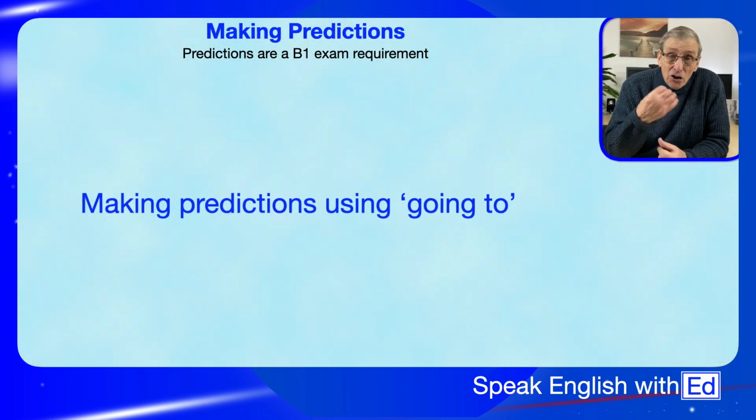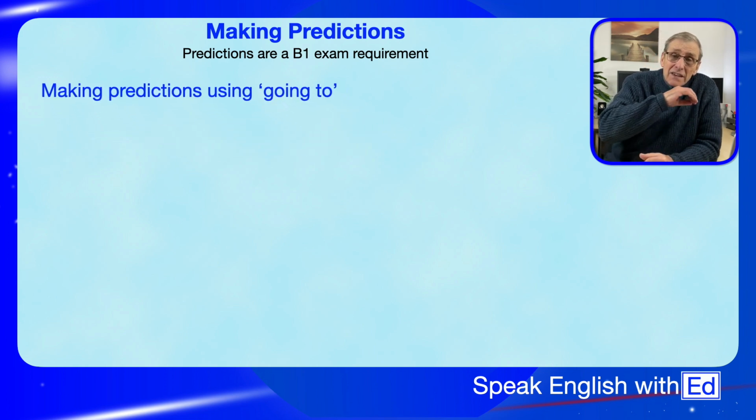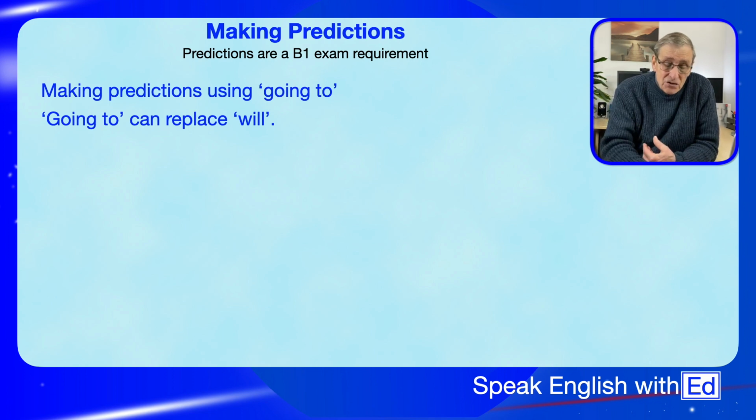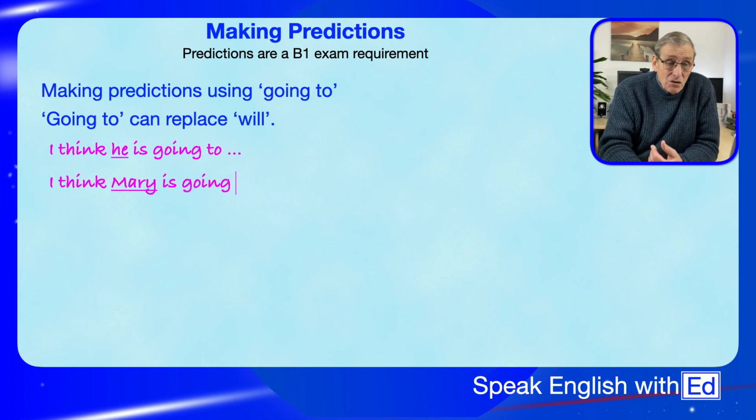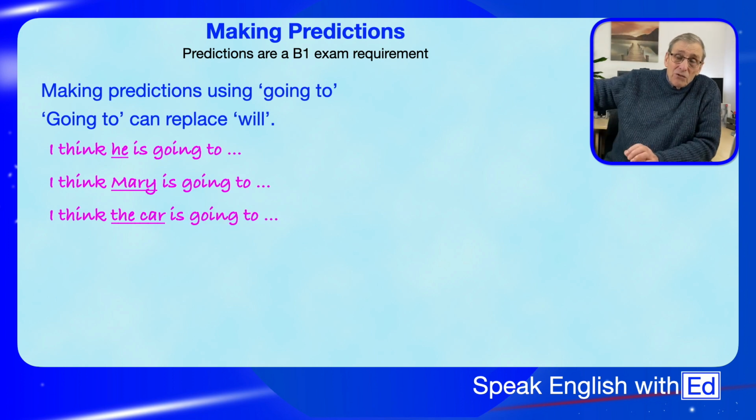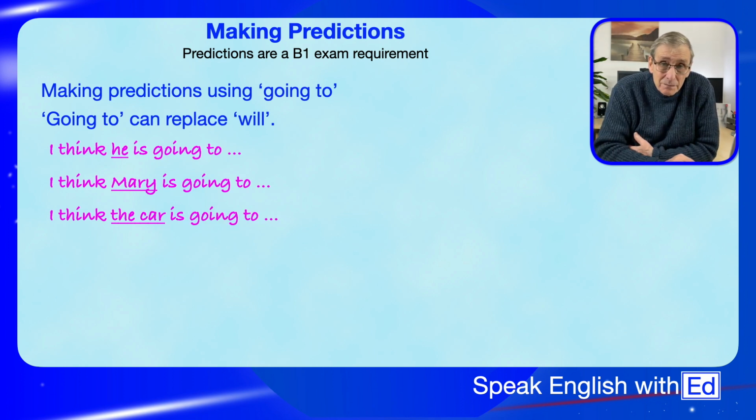Now, the next way to make a prediction is by using going to. Going to can be used directly to replace will. Wherever you use will, you can just use is going to instead. So you can use things like I think he is going to. I think she is going to. I think Mary is going to. I think the car is going to need filling up before we get to our destination.